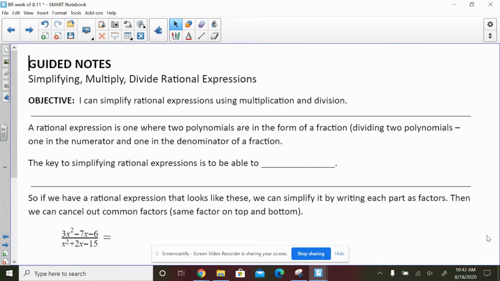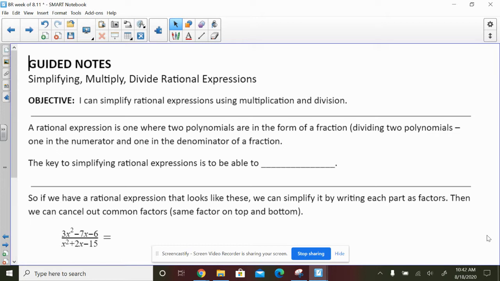So today we are going to talk about simplifying, multiplying, and dividing rational expressions. For some of you, you saw this in Algebra 2 in the fall. If you had Algebra 2 in the spring, this was something that we did not get to.